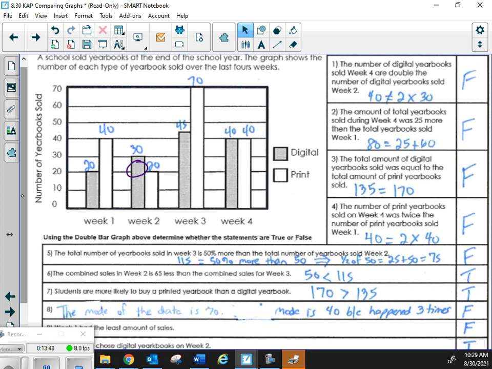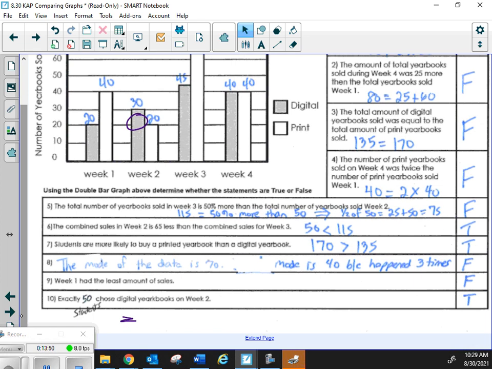Number 10, it says exactly 50 because it says digitals. Oh, yeah, I did say it should be true. Sorry, the last one should be true. No, we said it was false. Starting from the beginning, it says exactly 50 digital yearbooks happened in week 2. So in week 2, the digital is the shaded one, which is 30. So that would be false.